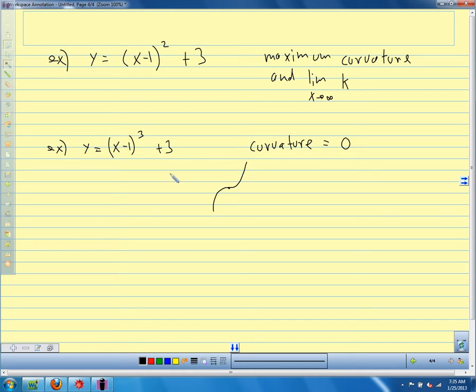1, 3, shifted up. So the inflection point of this is going to be at (1, 3). So we would guess that the curvature would be 0 at (1, 3). Again, we could find the curvature. We have a process for finding the curvature of a plane curve written as y equals f of x. Find the curvature and see where that equals 0.